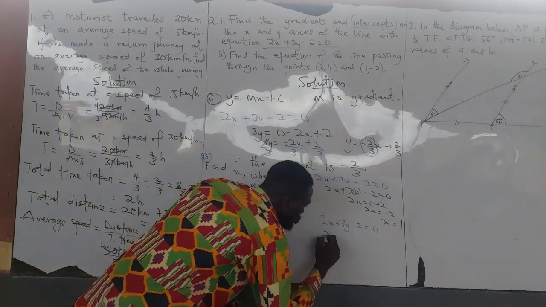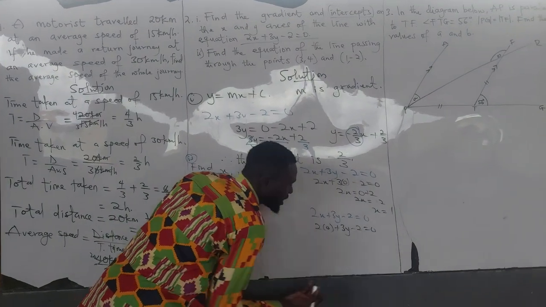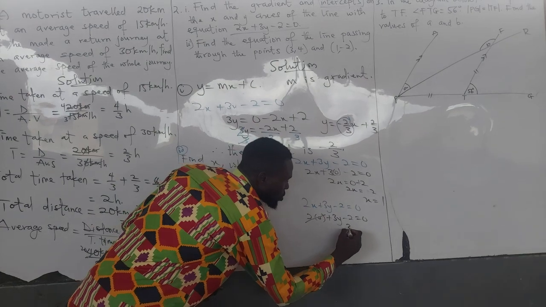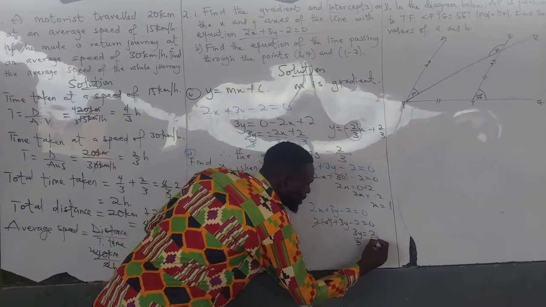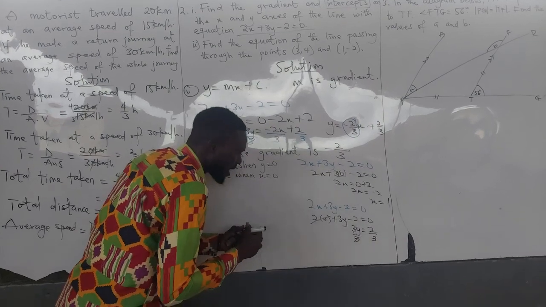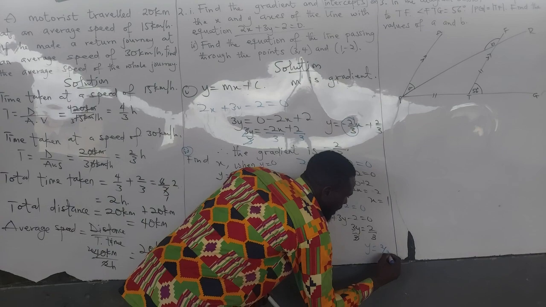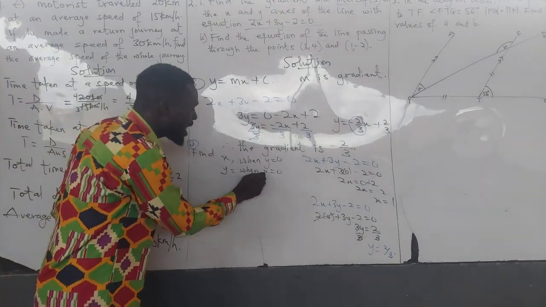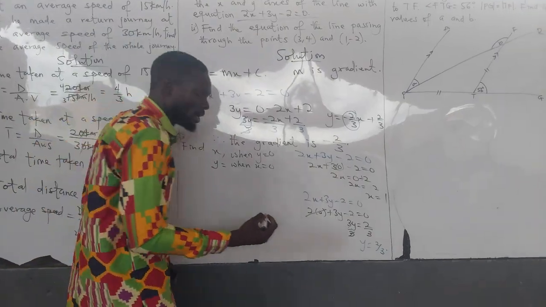So we are going to get 2 bracket of 0 plus 3y minus 2 is equal to 0. So this will give you 0. Now you have this to work with. So 3y is equal to 2. Divide by 3, divide by 3. So you have y to be equal to 2 over 3. So when x is 0, y is equal to what? 2 over 3.